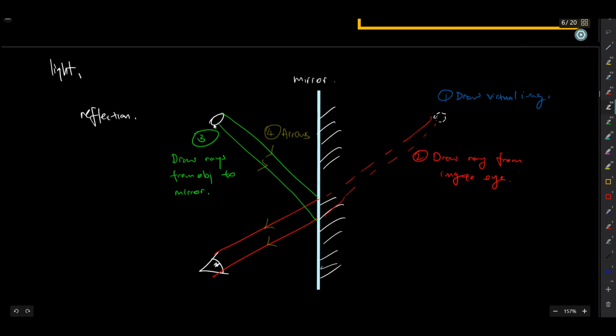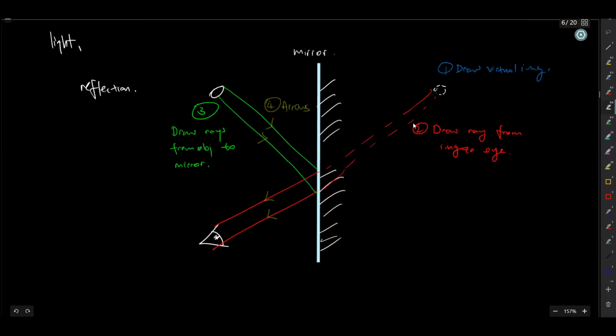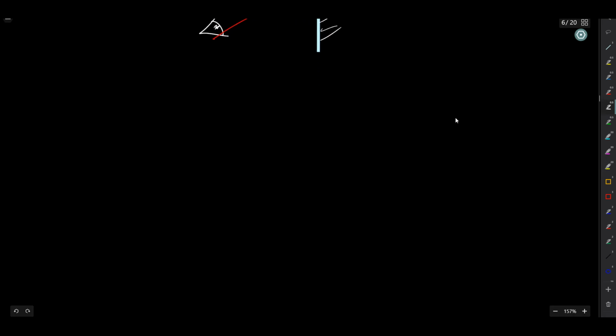There are 5 characteristics: same distance, laterally inverted, same size, virtual, and I can't remember the last one, but there are 5. If not, then we'll move to refraction. By the way, the law of refraction, I think you should know already, so I'm not going to go through it. Later at critical angle we will revisit that.